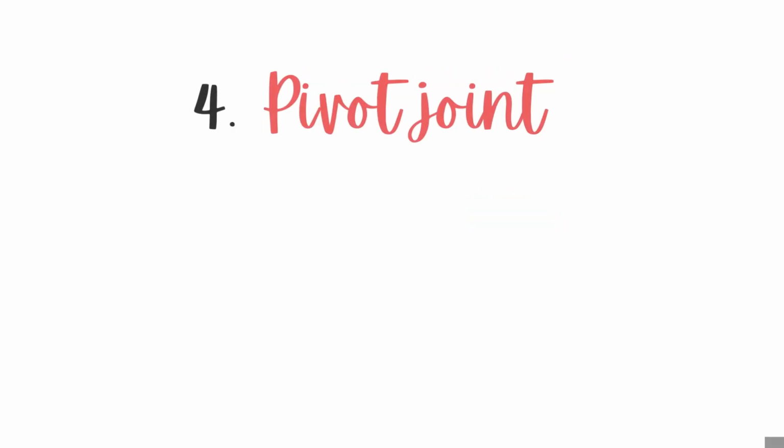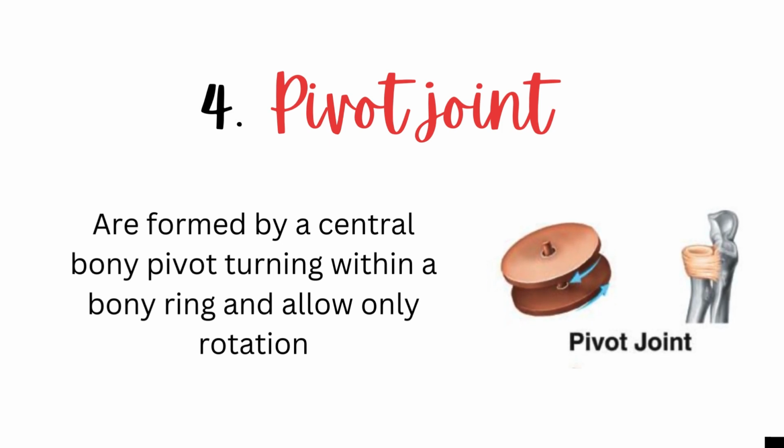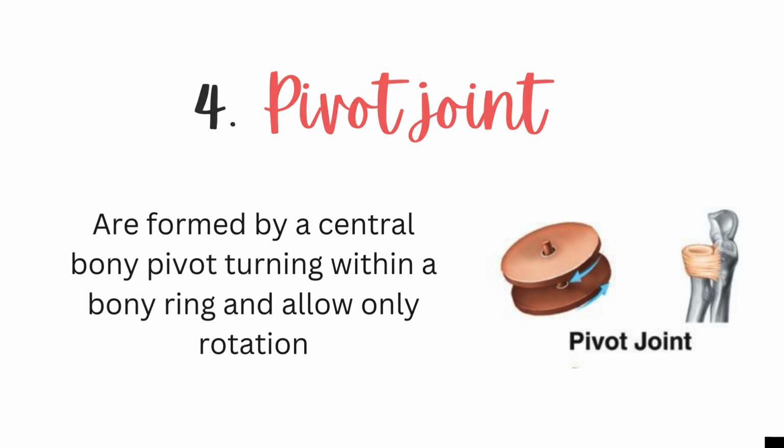Now moving to the next one, there is the pivot joint. The pivot joint is formed by a central bony pivot, like a pulley or wheel-like structure, turning within a bone ring and allowing only rotation movement. Like a wheel going round and round, that is how this joint works. Examples are the superior and inferior radio-ulnar joints and the atlantoaxial joint of the skull, where only rotation movement is seen.